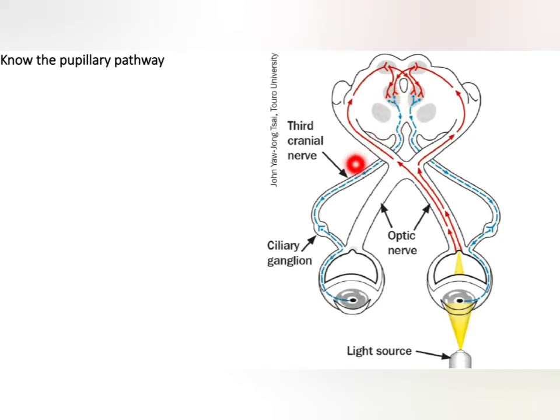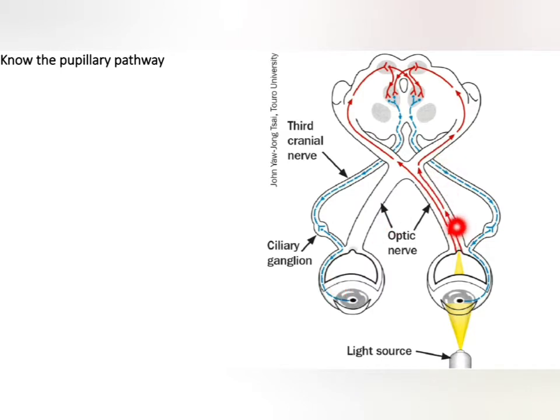From this Edinger-Westphal nucleus the pupillary fibers reach the third cranial nerve, and this cranial nerve 3 reaches the ciliary ganglion. This ciliary ganglion divides into two parts, where some nerve fibers go to the ciliary body and some go to the iris. Okay, so this is the normal pupillary pathway. If I shine the light in this eye, the pupillary response will travel through this direction and again come to the other eye.